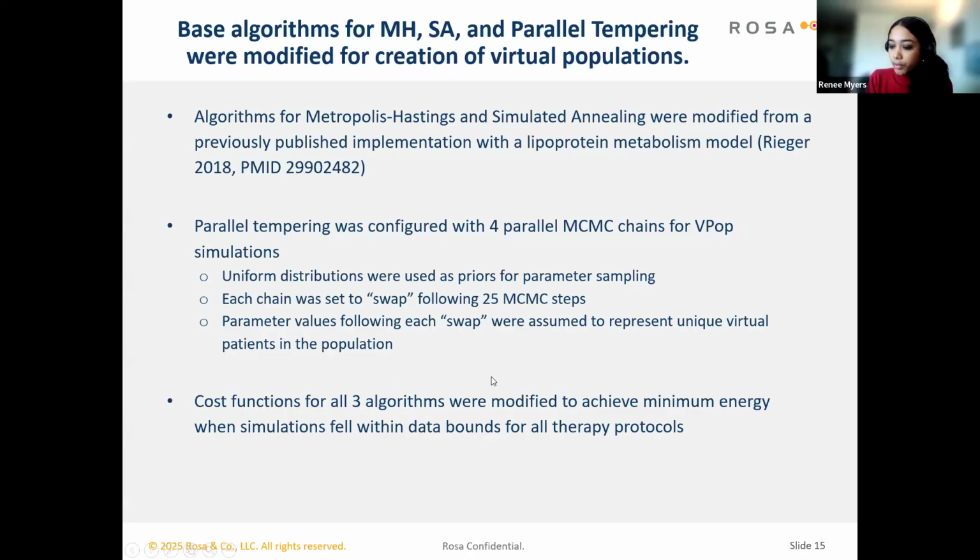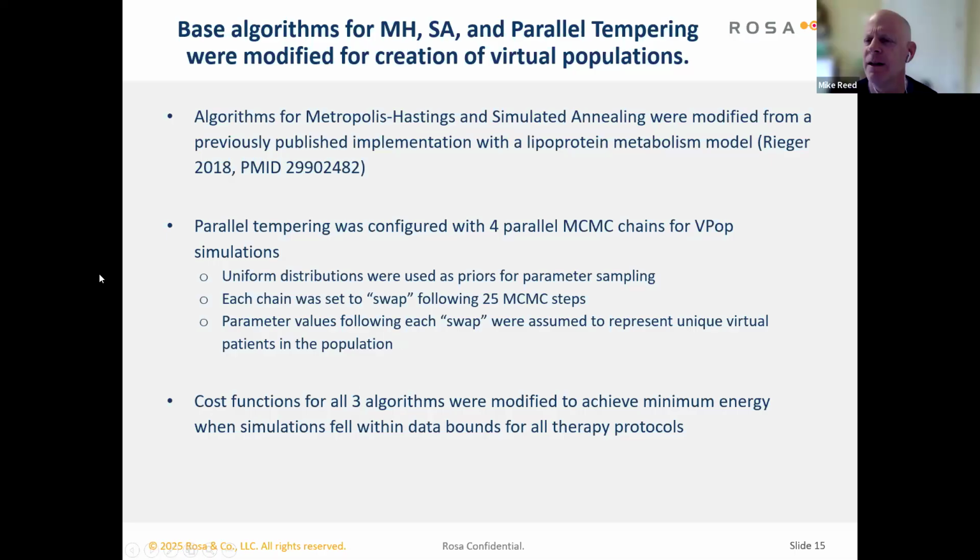So we were provided with upper and lower bounds for our data for the 3 protocols. And so we assumed that the energy was 0 when the simulations fell within the data bounds rather than the data points. So that was the change that we made. And so that allows us to do the sampling for virtual populations rather than just optimizing to parameters or to specific outcome values. Okay, so rather than a point, it was a boundary, a range. A range. Okay. So that was true of all 3 algorithms.